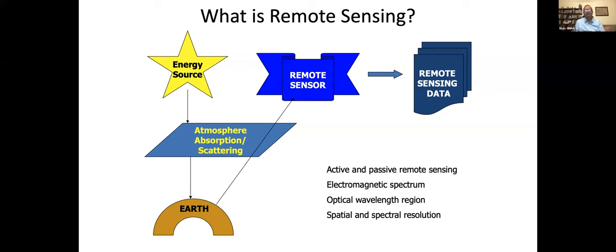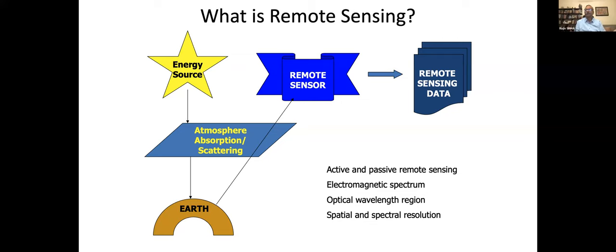That energy passes through the atmosphere, so it is subject to absorption and scattering phenomena. It is then received by the Earth and reflected by the Earth, and then sensed by the remote sensor, which is basically some sort of camera or other kind of sensor installed on our satellites. From that sensor, we receive the remote sensing data, we process it, and then we analyze it for our own purposes. So this is how most remote sensing data sets work. In some cases, we actually throw some energy from the remote sensing platforms.